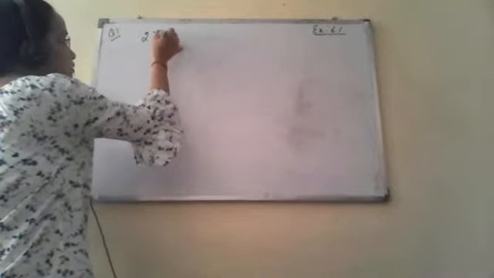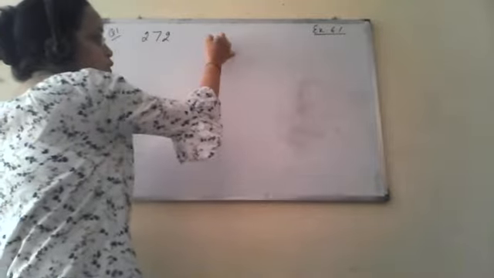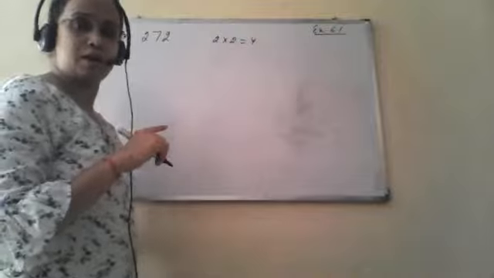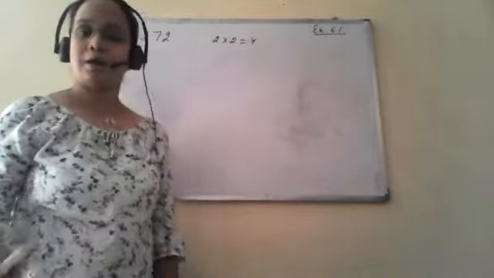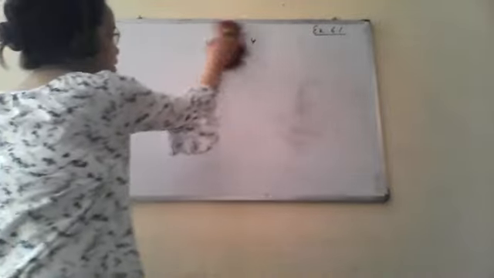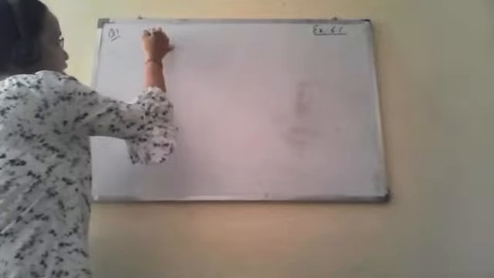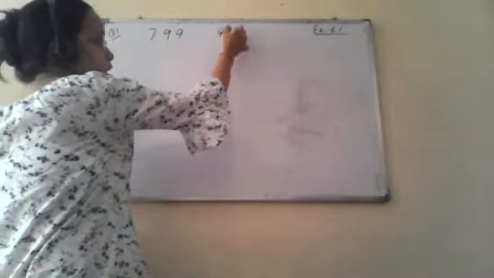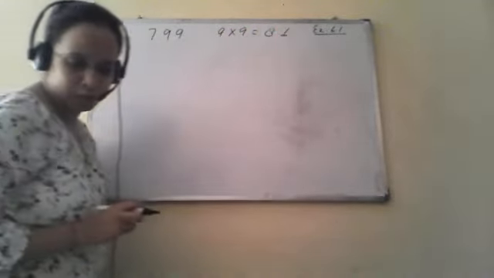Similarly, if we talk about 272, we just have to multiply 2 into 2, which is 4. So the resulting square of 272 will have 4 at its unit place. Similarly, we can find for other numbers, that is 799. Its unit place will be 9 into 9, that is 81. So it will have 1 at its unit place.